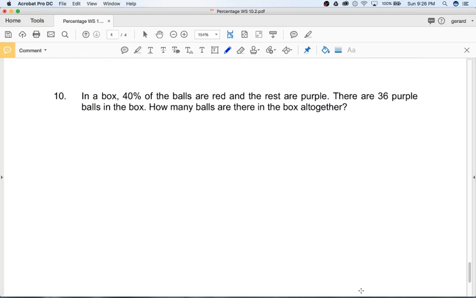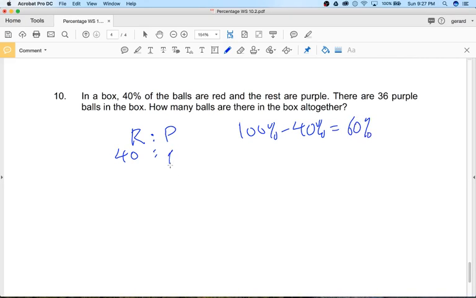In a box, 40% of the balls are red and the rest are purple. There are 36 purple balls in the box. How many balls are there in the box altogether? 40% of red. Now I would like to use ratio again. I just love to use ratio on these kinds of occasions, because you're just comparing between red and purple. If red is 40%, then purple will naturally be 100% minus 40%, which is 60%. The ratio is just 40 is to 60.